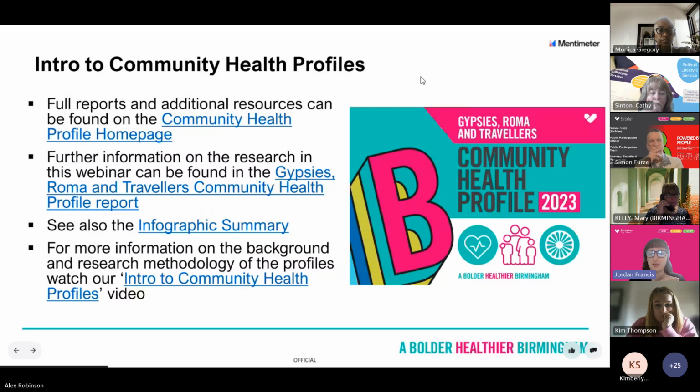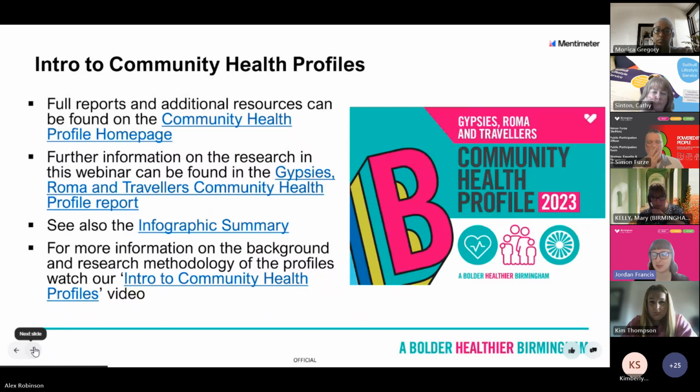We have the full report available on the website. I think Reese has just put the link in the chat. There is also a quick infographic summary for those that like something a little more visual and less intimidating to look at. It's just one page pulling out the key statistics. And if anyone's interested in the research and methodology behind this profile, we have an intro to community health profiles video, about 20 minutes long, which goes through what databases were searched, what community search terms were used, and the scientific side of it. So if you're interested in that, please go and watch the video.